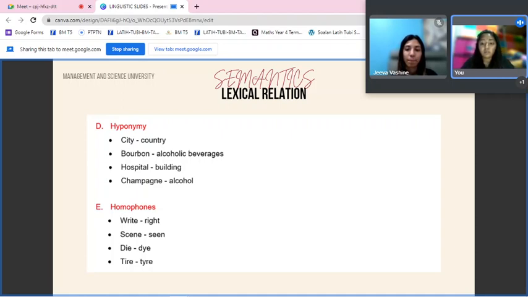So for example, four words that we picked from our article: write, writing, and right, correct. Scene is a scene, like scenery, and seen is we actually see that. And die, they have two terms, die and dye. And then tire and another tire. So this means homophones sound the same but are spelled differently.